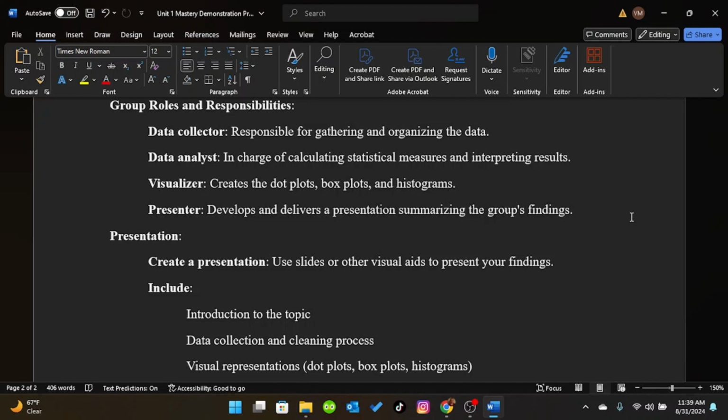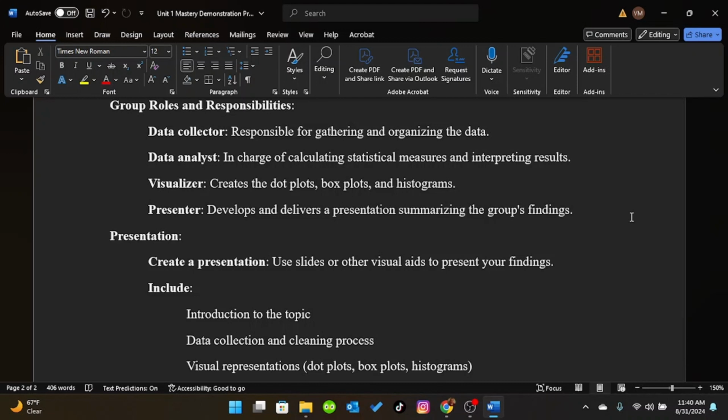somebody being responsible to be the data collector. So maybe one person creates a Google form, creates a QR code for it, and then creates a flyer that we can put up in the hallway and get students to answer with. You could have somebody that is your data analyst. So they could be in charge of calculating the measures and interpreting the results.